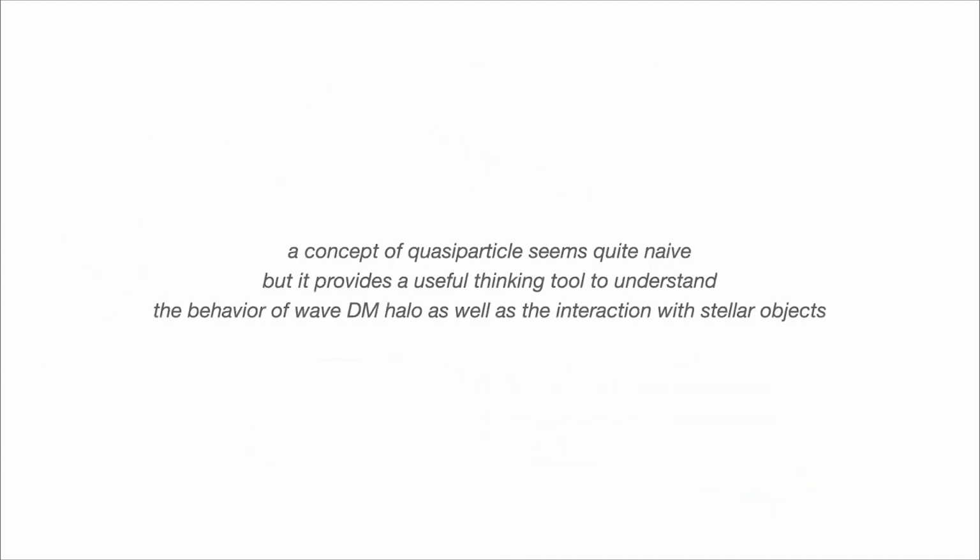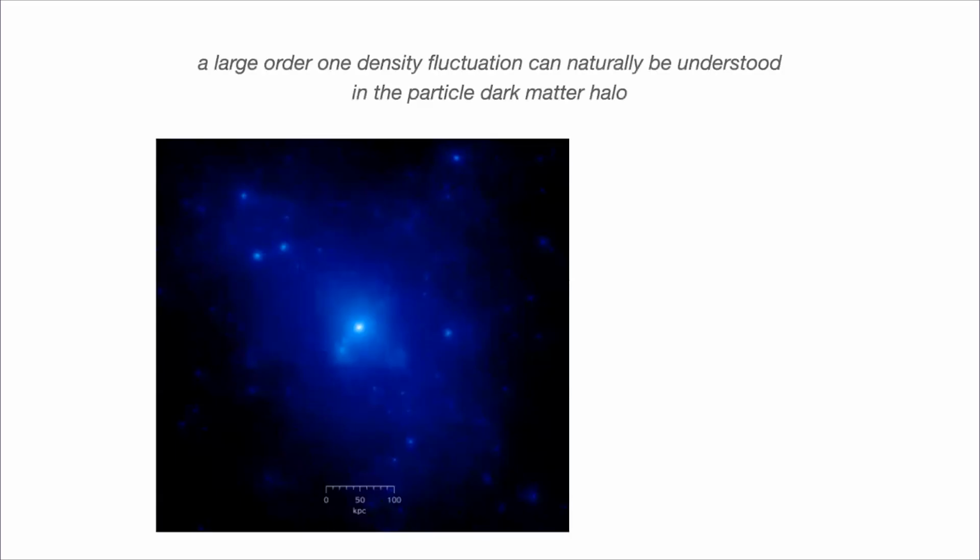All right. So this is roughly the picture of the quasi-particle. Again, there were some questions about this quasi-particle. The concept seems to be pretty naive, but there are many useful things that we can do with the quasi-particle picture without doing simulations or going into complicated integrals. To demonstrate that, in order to see how we can understand this order one fluctuation in the wave dark matter halo, let me now discuss the particle dark matter halo. I mean, how we can understand this order one density fluctuation in the context of quasi-particles.